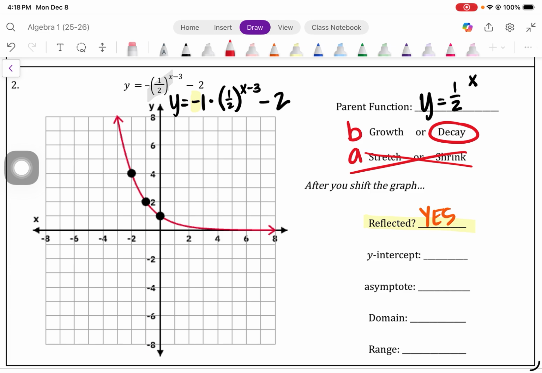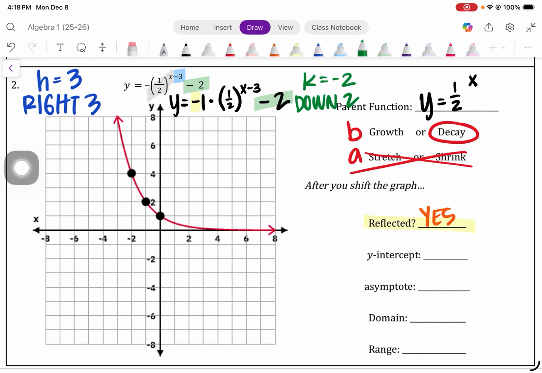Okay? Now we're going to go ahead and use our shifts to move. If I see a -3 for my h, what really is there is a +3. That means I'm going right 3. I'm going to take my k as it is, and my k is a -2, which means I'm going down 2.